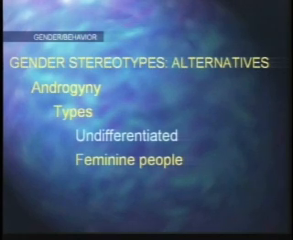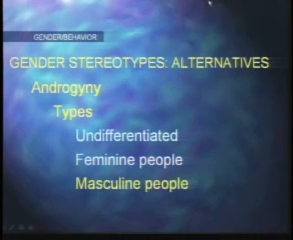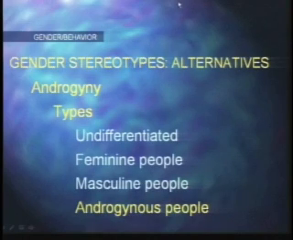Feminine people are basically people who score high on femininity, low on masculinity. These are pretty self-obvious, so I don't need to spend a whole lot of time. Masculine people are those scoring mainly high on masculinity scales as opposed to femininity. And then finally, androgynous people basically score high on both masculinity and femininity.